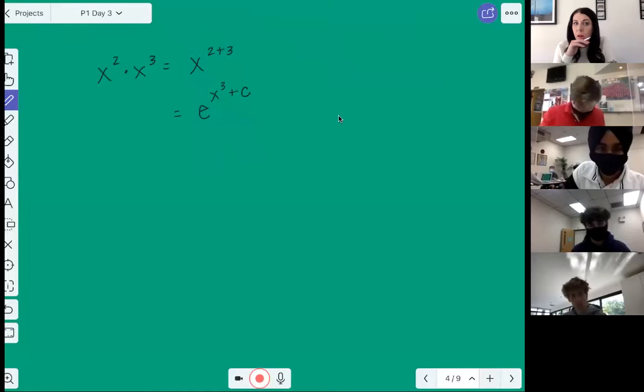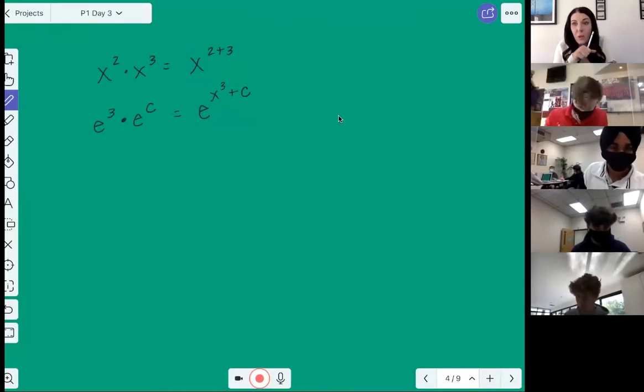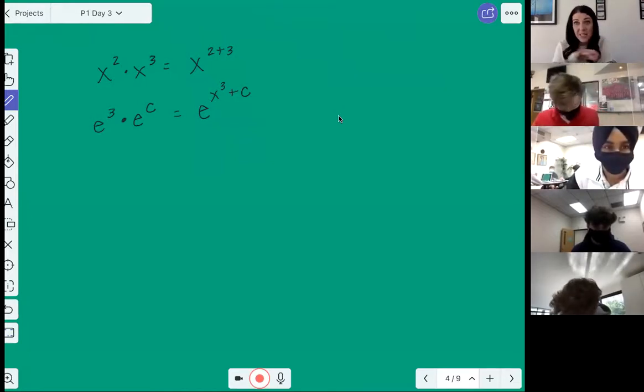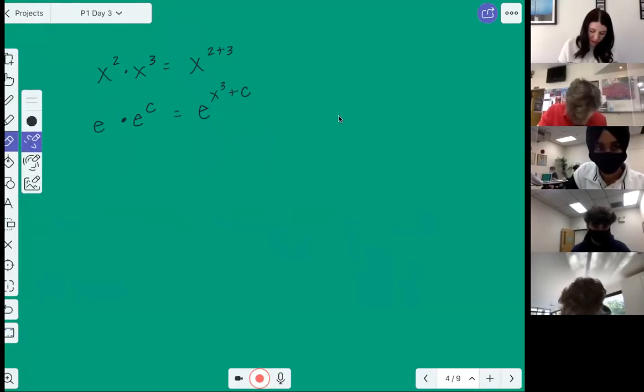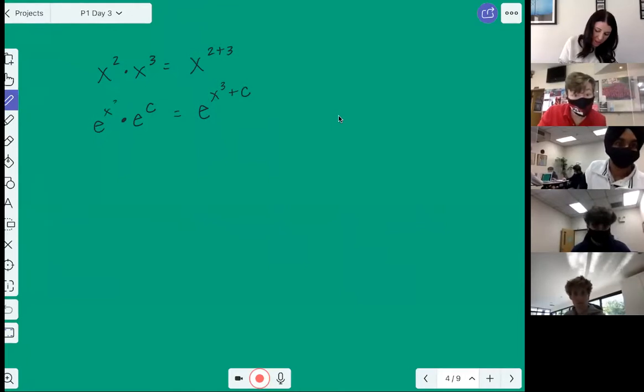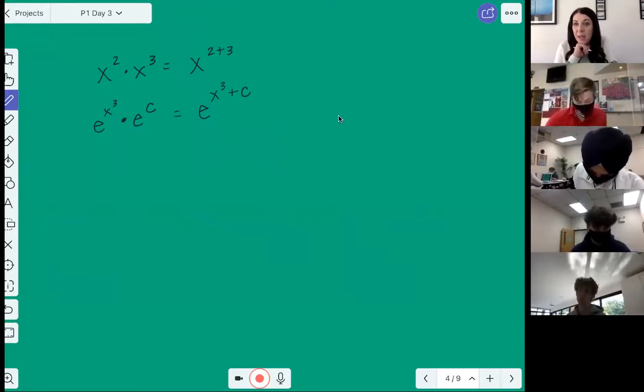Wouldn't it just be e to the x cubed times e to the c? Correct. So not plus. If you remember a step ago, I said it's not the same as e to the x cubed plus e to the c. It's not equal to that. What it's equal to is e to the x cubed times e to the c. Okay, so really it's the same as e to the x cubed times e to the c.